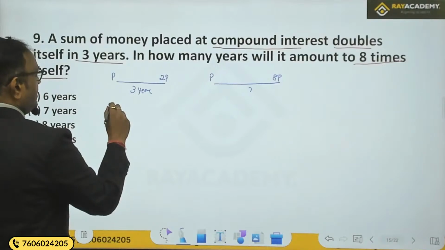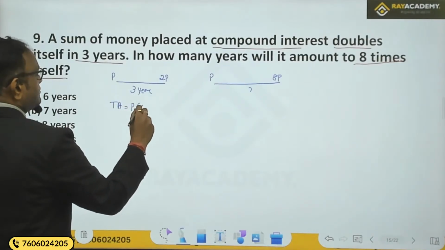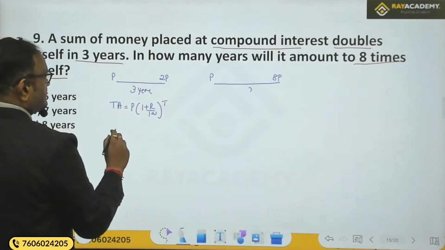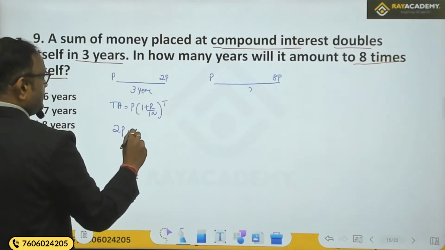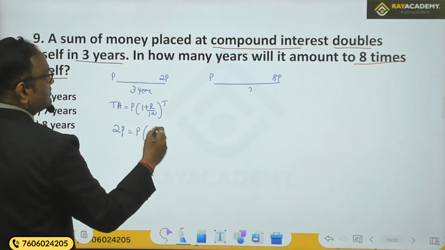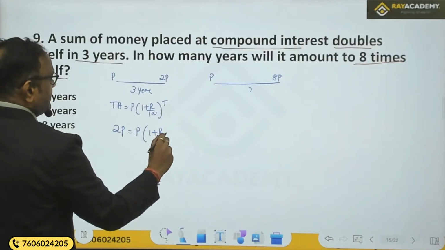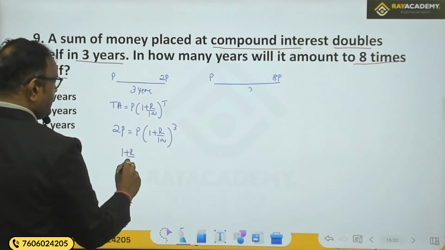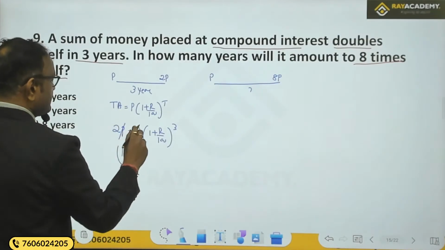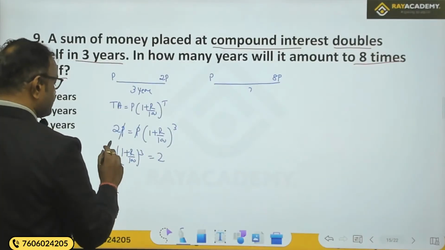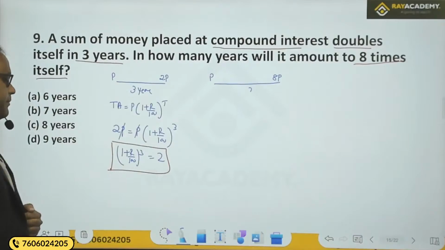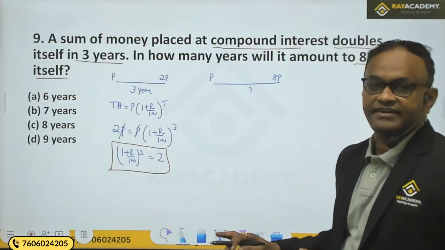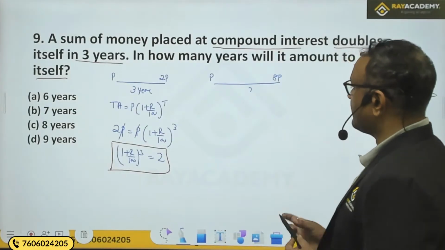The compound interest formula: total amount is P into 1 plus R by 100 to the power T. So for the first scenario, total amount 2P. 2P equals P into 1 plus R by 100, R is not given, but time is given, 3 years. So 1 plus R by 100 cube, P gets cancelled, equals 2. You can get that much from this scenario only: 1 plus R by 100 to the power 3 equals 2. If you try to solve it, it will be very difficult because the power is 3.